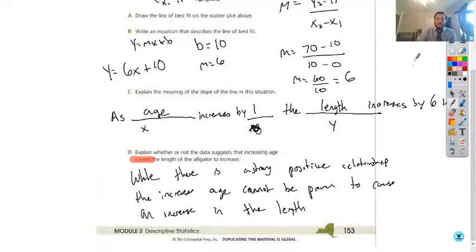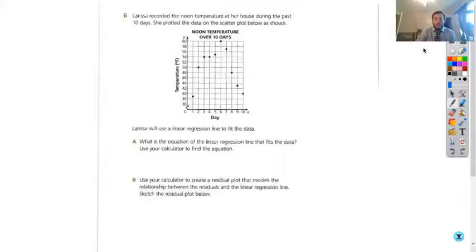All right, so now let's go on to the last question here, question 6. So this one, we are going to use the calculator because we're given only 10 pieces of data. And so this one won't be too bad to put in there. Plus, we're going to use this to create a residual plot. So it says that Larissa recorded noon temperature at her house during the past 10 days. She plotted the data on the scatter plot below as shown. So if we want to go through, it says, what is the equation of the linear regression that fits this line? Use your calculator to find the equation.